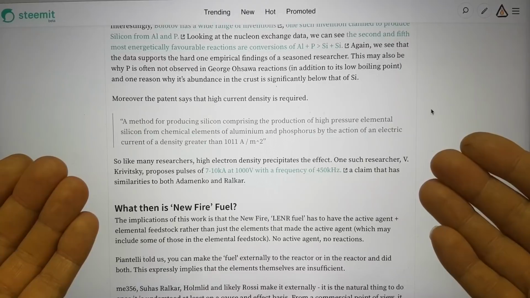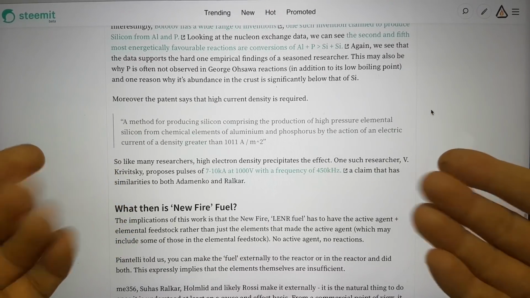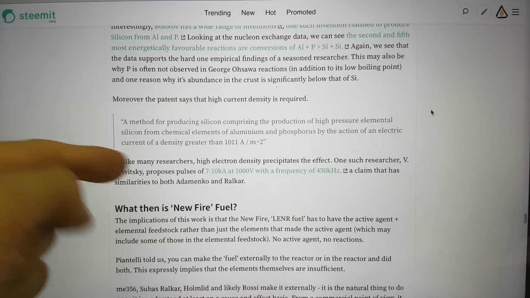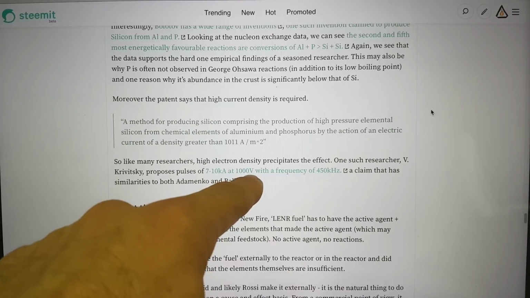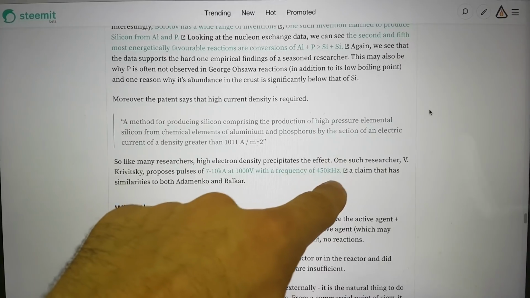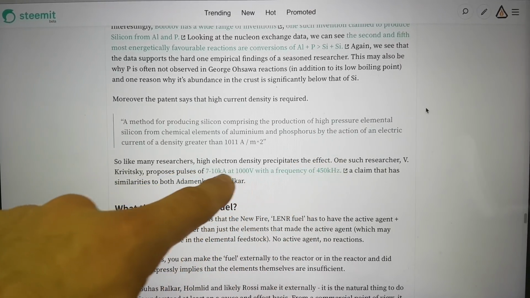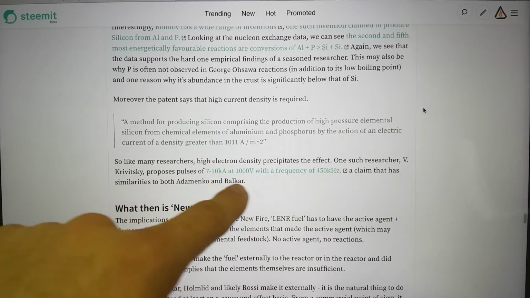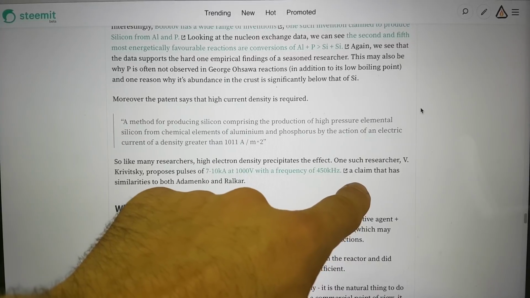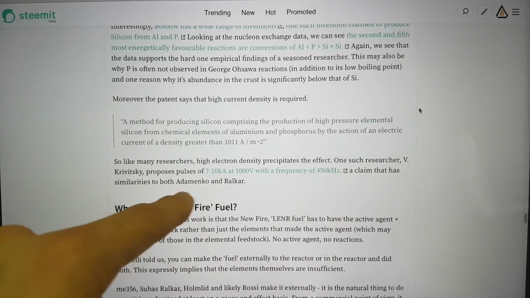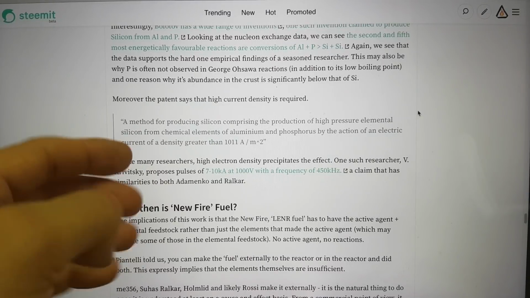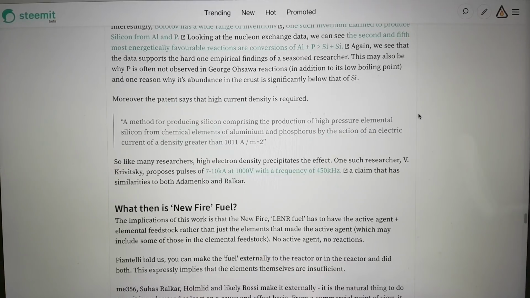Like many researchers, high electron density precipitates the effect. One researcher, Kravitz Key, proposes the use of 7 to 10 kiloamps at 1000 volts. I guess these might be pulses with a frequency of 450 kilohertz. Is this an ultrasonic frequency in addition to these pulses? So it would be something like the fuel or foil processes from Suhas-Ralkar. It does have similarities to both the work of Adamenko and Ralkar, this work by Kravitz Key. Again, he's saying massive transmutation production.